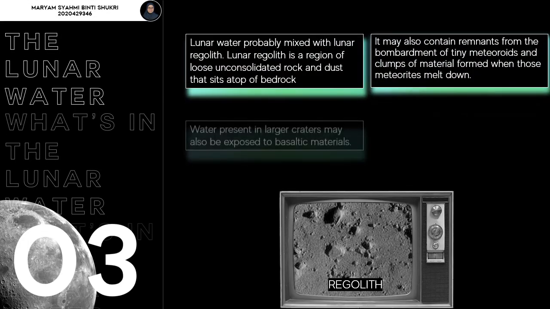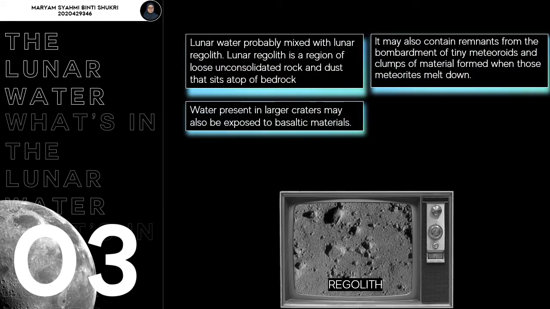So, what's in the lunar water? Lunar water probably mixes with lunar regolith. Lunar regolith is a layer of loose and consolidated rock and dust that sits atop bedrock. It may also contain remnants from the bombardment of tiny meteorites and clumps of material formed when those meteorites melt down. Water present in larger craters may also be exposed to basaltic materials.